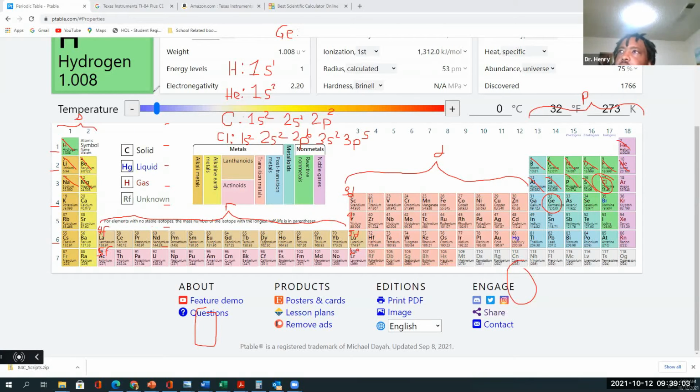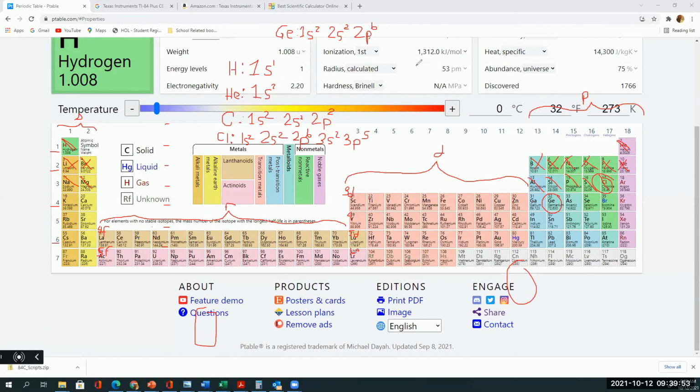Okay, so let's start from the very beginning. 1s2. Then 2s2. Then 2p6. Then 3s2. Then 3p6.